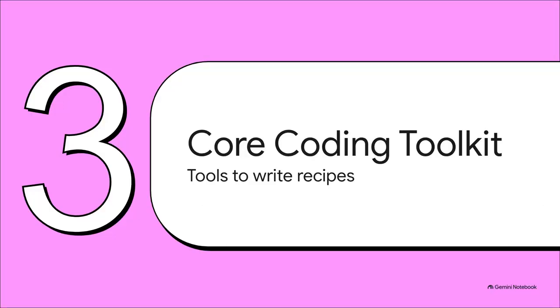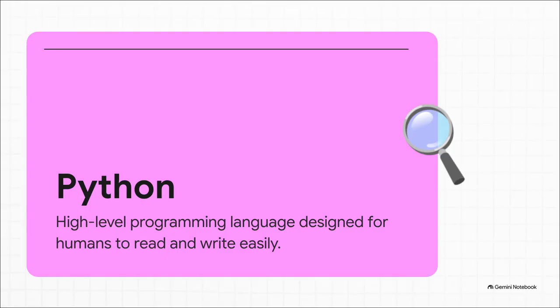All right, Section 3, your core coding toolkit. Let's look at the actual tools you need to write your own recipes. So what's really cool about Python is that it's considered a high-level language. Created way back in 1991 by Guido van Rossum, that term high-level simply means it was designed specifically for us, humans, to read and write easily. It completely hides all those complex, messy electrical details happening inside the CPU's memory chips, allowing you to just focus on pure logic using plain text.